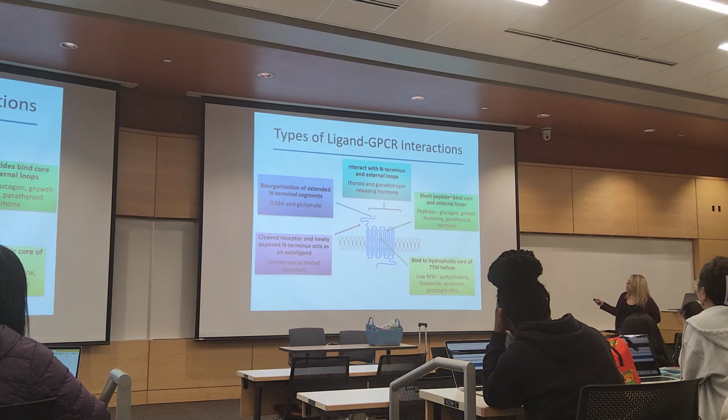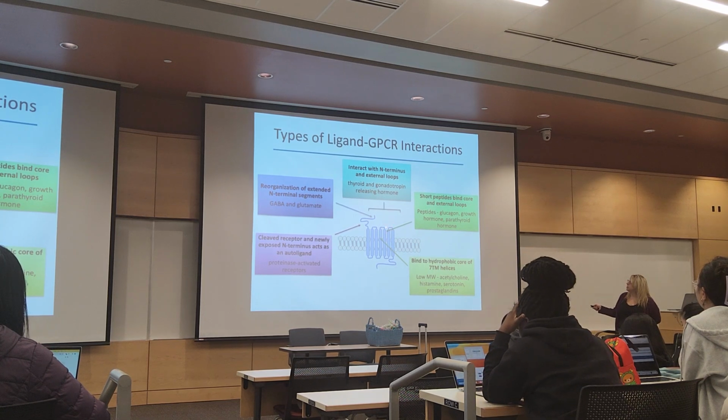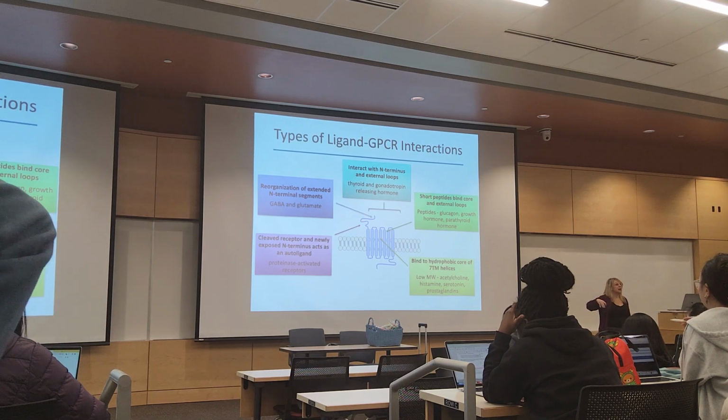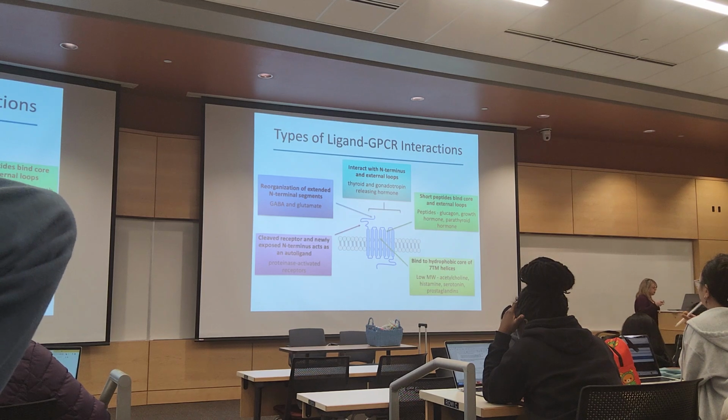We can also have short peptides that are going to bind to the core, as well as some of these little loops that are formed as we go back and forth. We also can have some that interact with the N-terminus and some of those external loops as well. Some can actually rearrange the conformation of the N-terminus. And then in a very unique case of these proteinase activated receptors, or PARs, they can cleave the receptor and lead to a new form that's exposed here that acts as an autoligand. It kind of turns itself on, a self-fulfilling receptor.